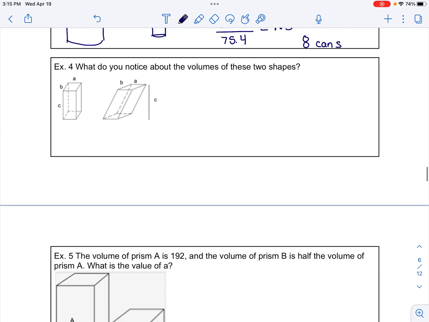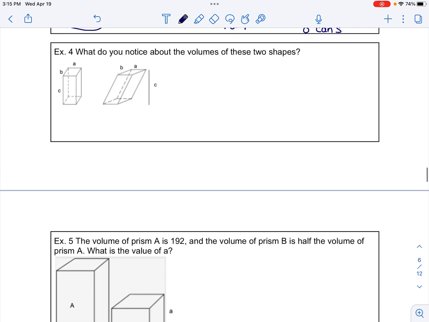All right, this one, sometimes they get into comparing shapes. This one is a regular prism on the left, and this is an oblique prism on the right. They just want you to compare that the volume of the one on the left, A times B times C, is going to be equal to the volume of the one on the right, because wherever the 90-degree corner is, whether it's pushed sideways or it's straight up, it's still the same.